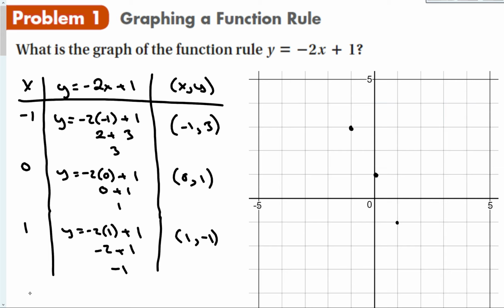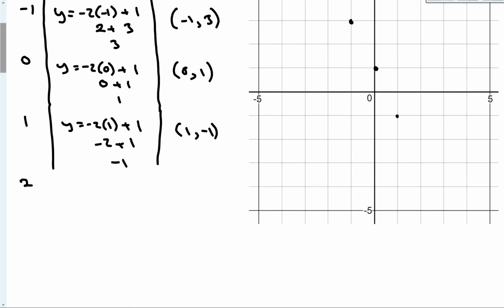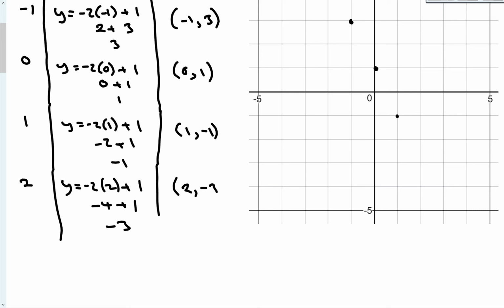Let's do one more for 2. Okay. So again, y is going to be equal to negative 2 times 2 plus 1. That's negative 4 plus 1, which is negative 3. So my input is 2, my output is negative 3, and I can put that on my graph by going 2 right and 1, 2, 3 down.